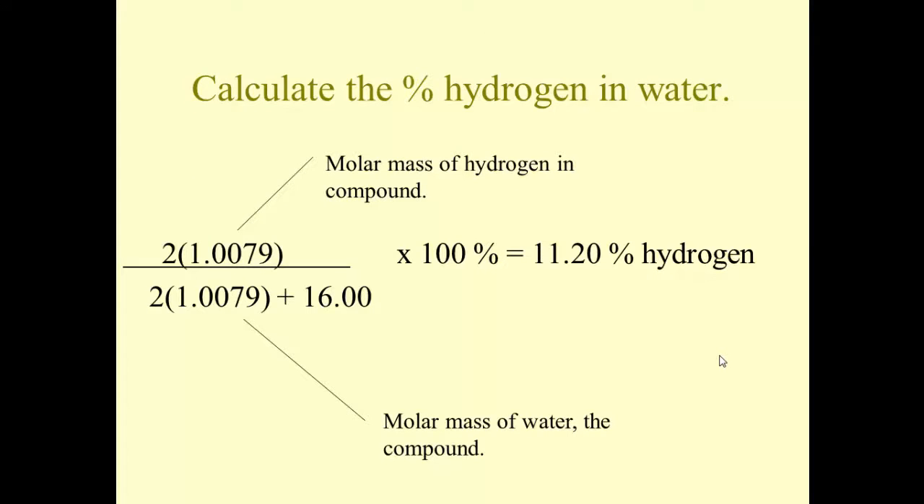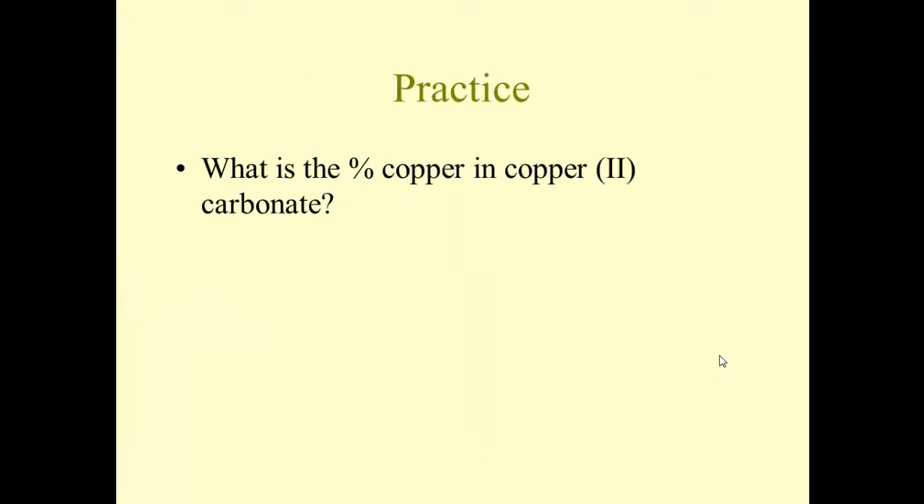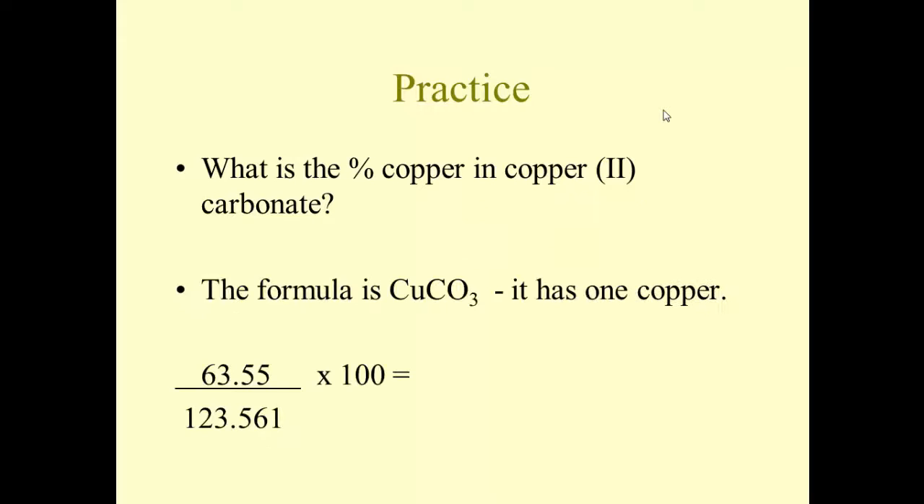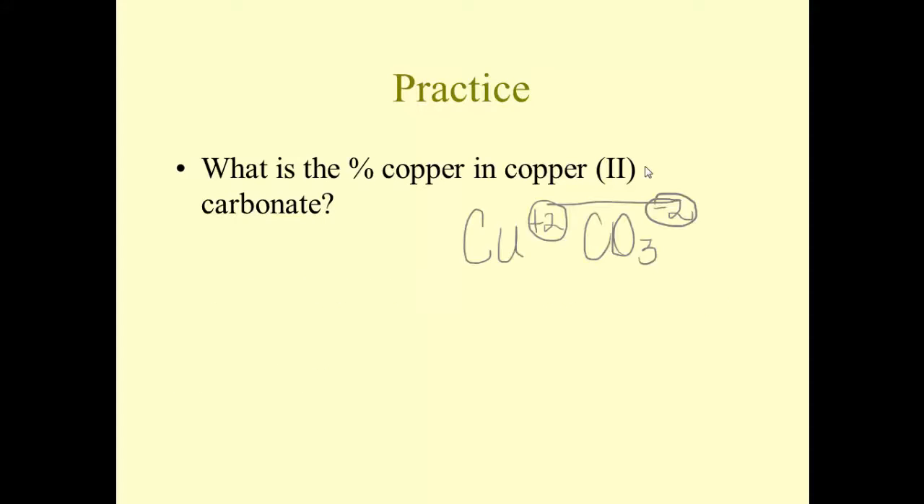So again, there's our example for water. Here's another one that we'll practice together. What's the percent copper in copper 2 carbonate? So step 1 is write the correct formula. Copper 2, of course, is Cu plus 2. Carbonate, of course, is CO3 minus 2. The 2 and the 2 are going to reduce. So I have CuCO3.